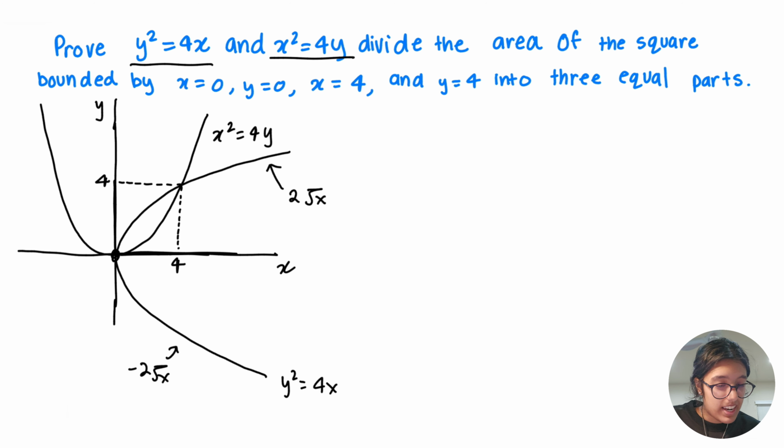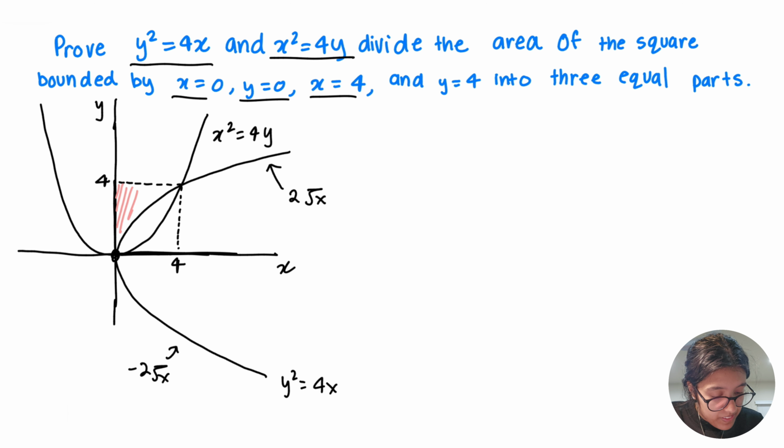All right, so enough of that. Now we have x is equal to 0, y is equal to 0 done. x is equal to 4 is this part right over here, and y is equal to 4 is this part right over here. So the square they're talking about is this square right over here. And they're saying we have to prove that these two curves divide this square into 3 equal parts. So part 1, part 2, part 3, we need to prove that the areas of those are equal to each other. So we have to find the area of each individual part and see if they're equal to each other.